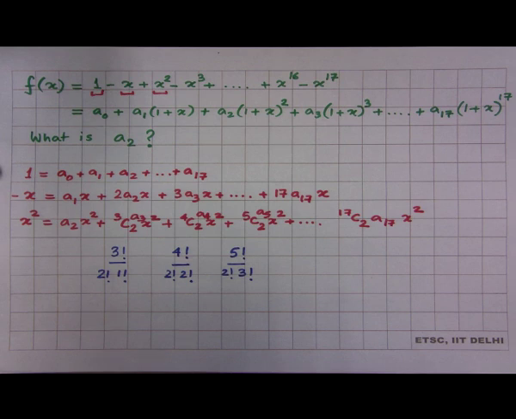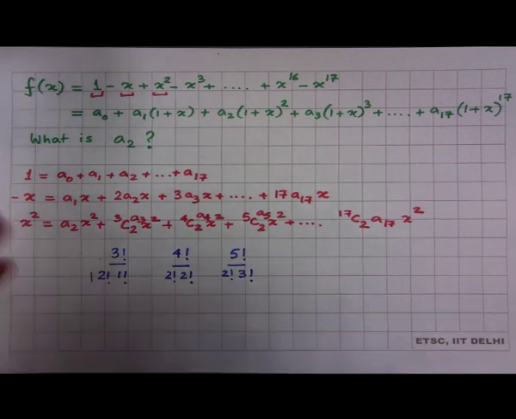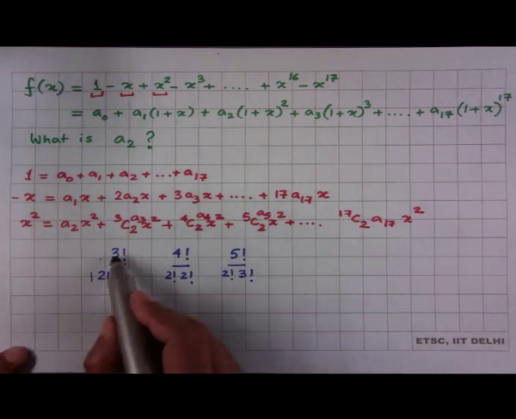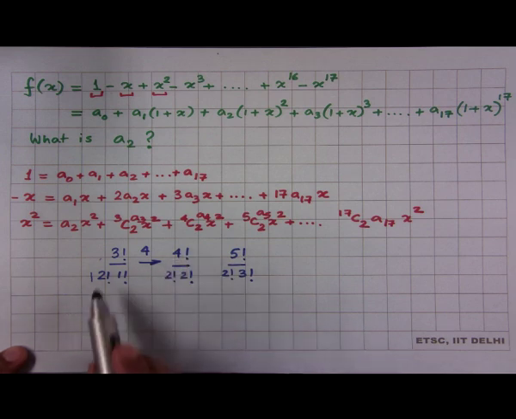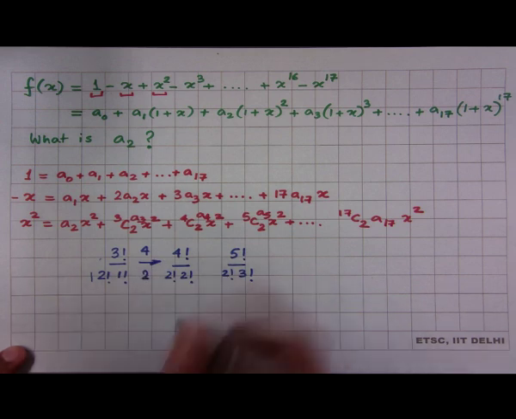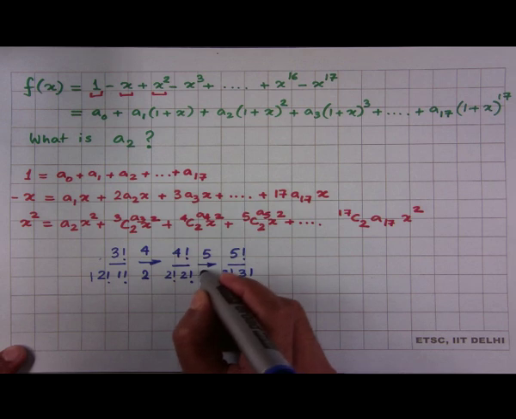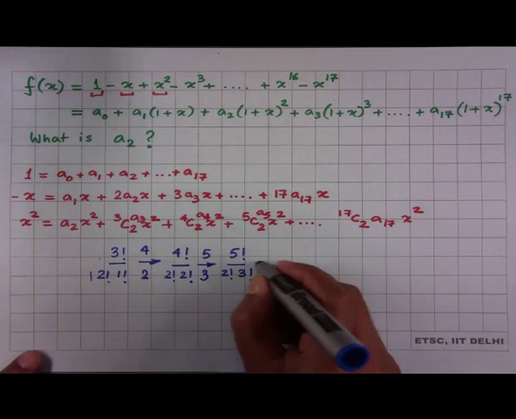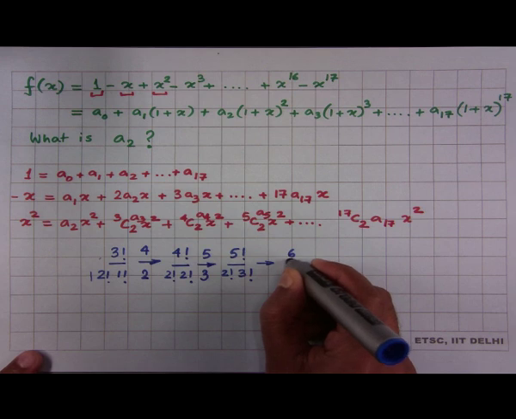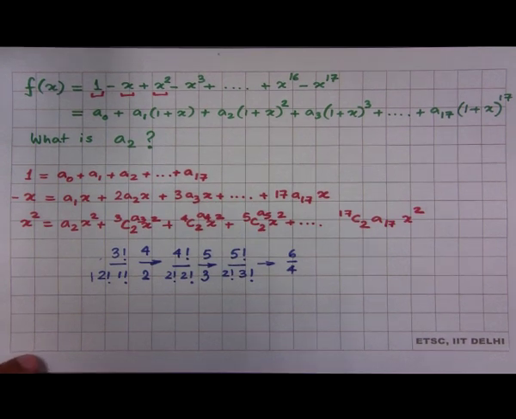Okay. What does that mean? That means that if you look at this term and if you look at this term, what is the ratio? The numerator has increased by a factor of 4, and the denominator has increased by a factor of 2. Then over here the numerator has increased by a factor of 5, the denominator by a factor of 3. The next term, you increase by a factor of 6, and the denominator by a factor of 4, and so on. All right.